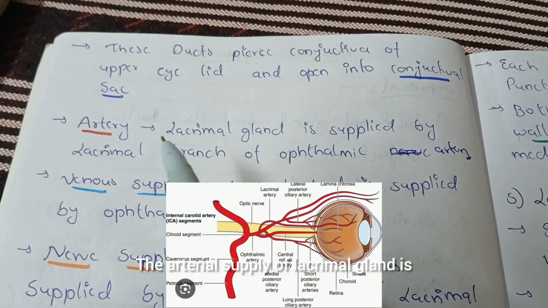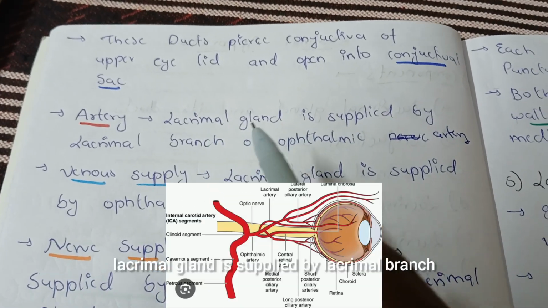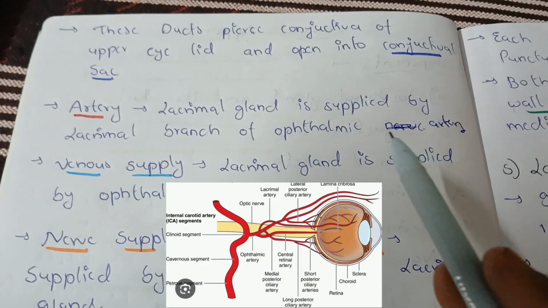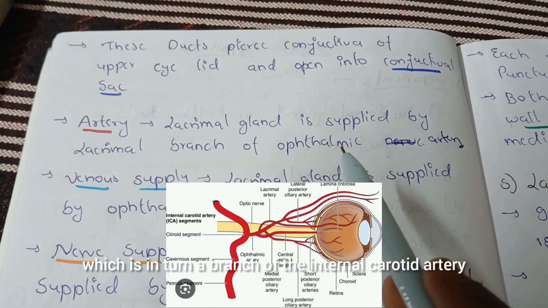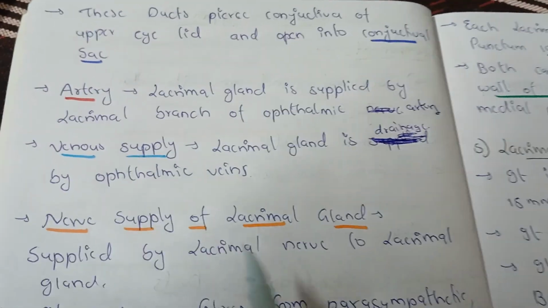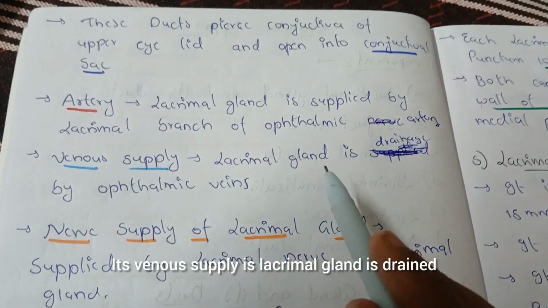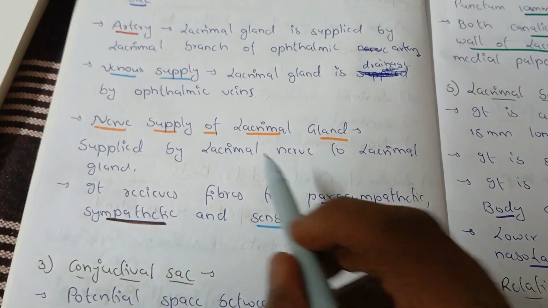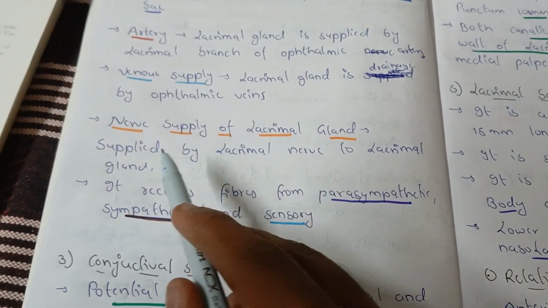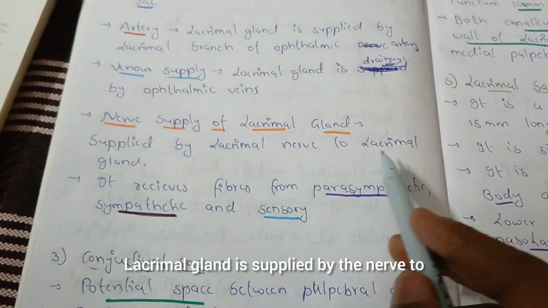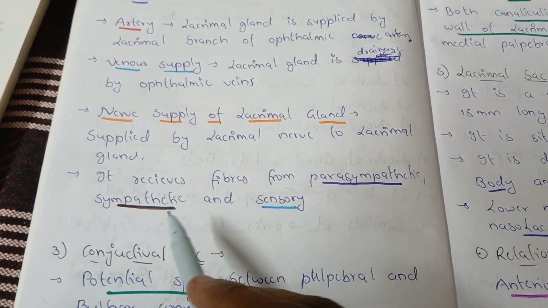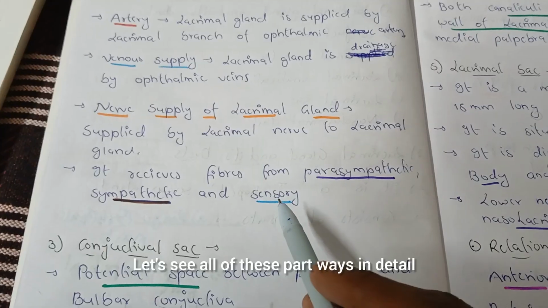The lacrimal gland is supplied by the lacrimal branch of the ophthalmic artery, which is in turn a branch of the internal carotid artery. Its venous drainage is by the ophthalmic veins. Nerve supply of the lacrimal gland. Lacrimal gland is supplied by the nerve to the lacrimal gland. It receives fibers from the parasympathetic, sympathetic and sensory parts. Let's see all of these pathways in detail.